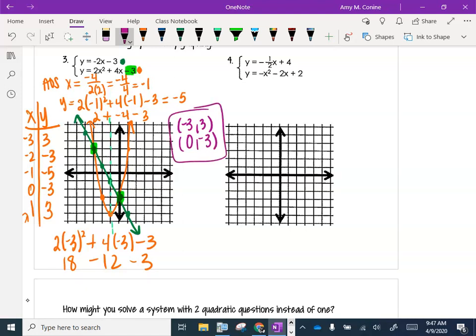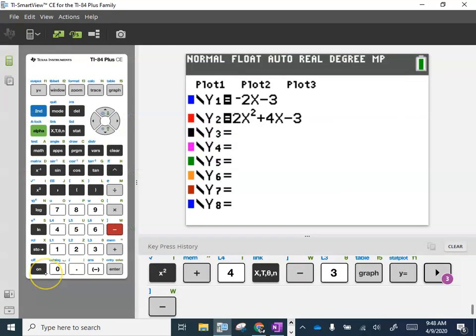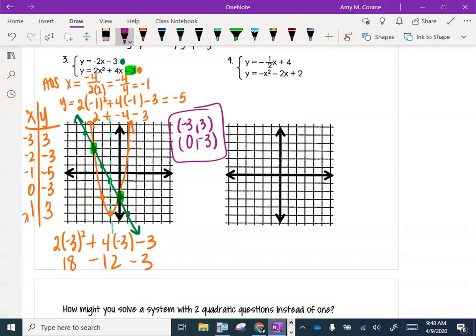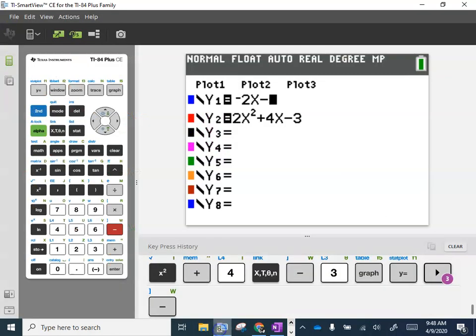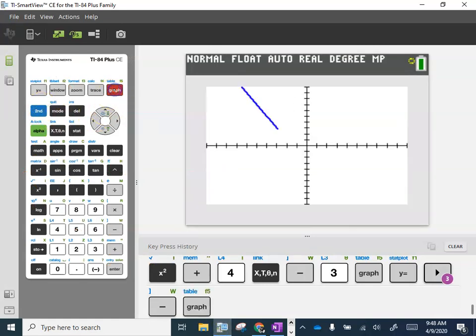Okay, so we're going to take these same equations and plug them into our calculator and graph them. So go ahead and go to your calculator. You should have -2x minus 3 and 2x squared plus 4x minus 3. Those should be the two equations that we have. Pause the video so you can do that. I'm going to go ahead and hit graph. So we've got our graph, and it should look similar to the picture that we have.